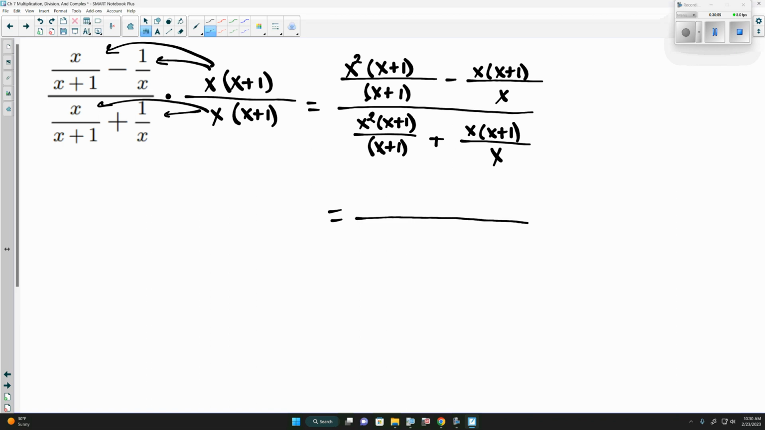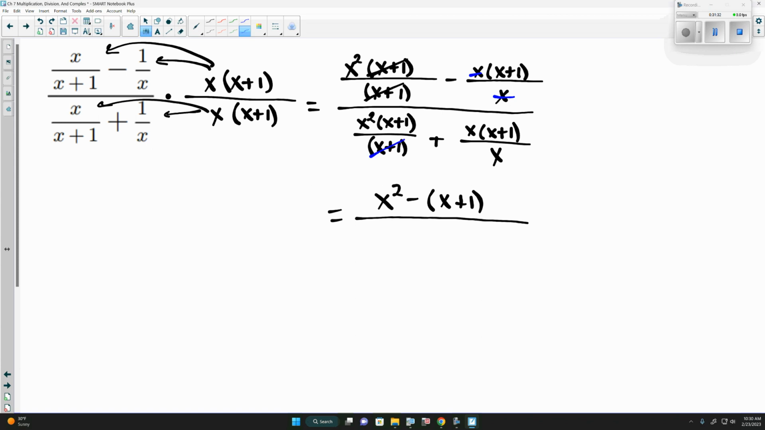Now, in the numerator, the x plus 1 and x plus 1 would cancel, leaving us with x squared. And the other part, the x and x would cancel, leaving us with minus our x plus 1. Now this here, we do need to be careful with distributing that negative because we will have to distribute the negative at a certain point. So it's good to leave the parentheses there for now.